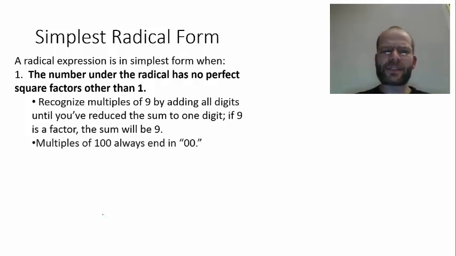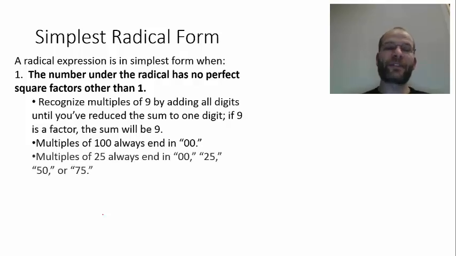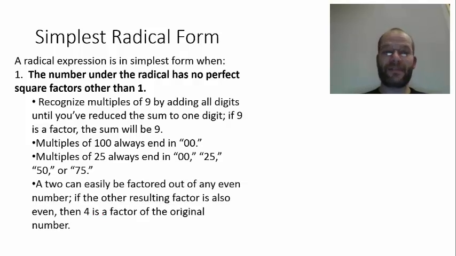Some other obvious ones, perhaps. Multiples of 100 always end in 0, 0. So any radicand that ends in 0, 0 is a multiple of 100, and 100 is a perfect square. Multiples of 25 always end in 0, 0, 25, 5, 0, or 7, 5. So anytime we see a number ending with those two digits, we know that 25 is a factor there. 2 can easily be factored out of any even number. If the other resulting factor is also even, then a 4 is a factor of the original number.